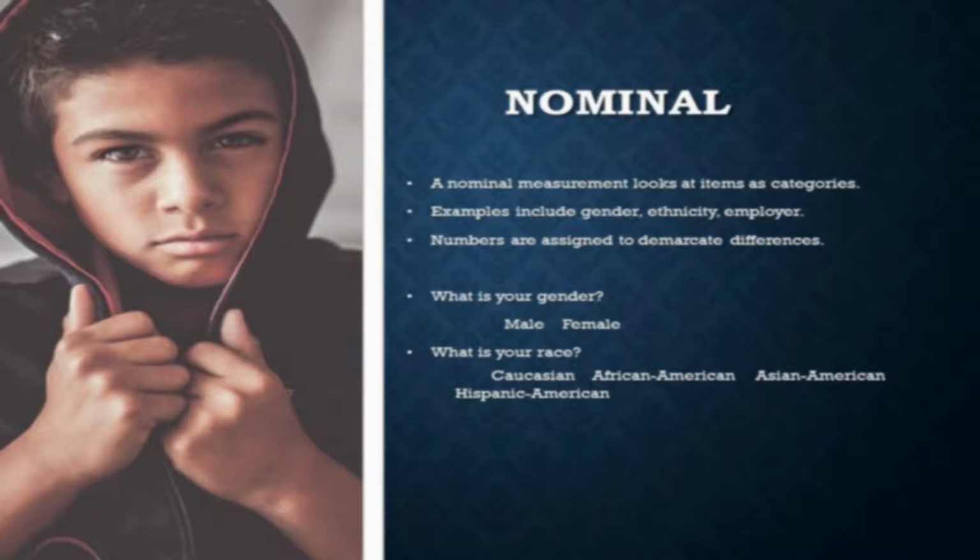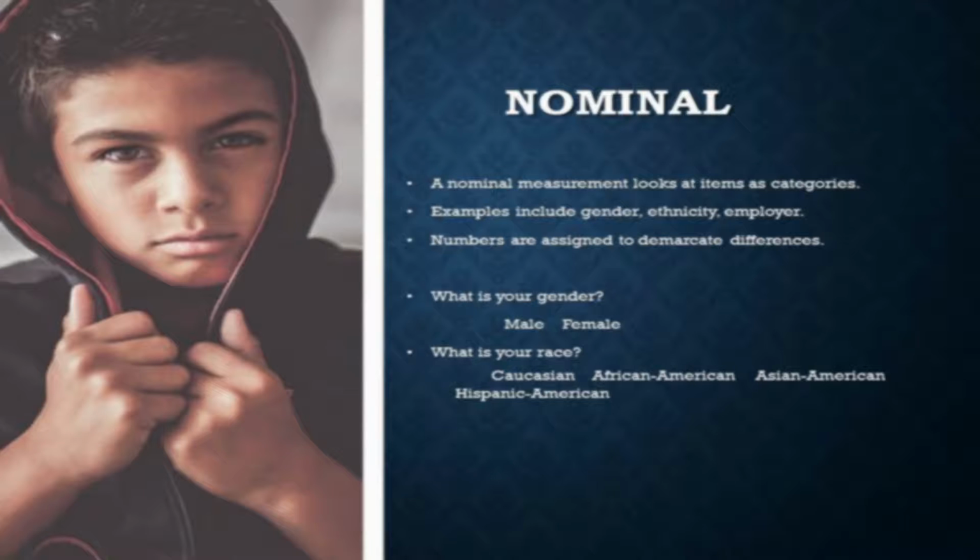Starting with nominal. Nominal measurement looks at items as categories. If you think about the last time you took a survey, you probably filled out demographic information. This may include questions about gender, ethnicity, and employer. Numbers are assigned to demarcate differences here. You might look at a question that asks what your sex is, and you might mark male or female. But if male is 1 on the survey and female is 2, it does not mean that females are better than males, even though some of you may disagree with me on that.